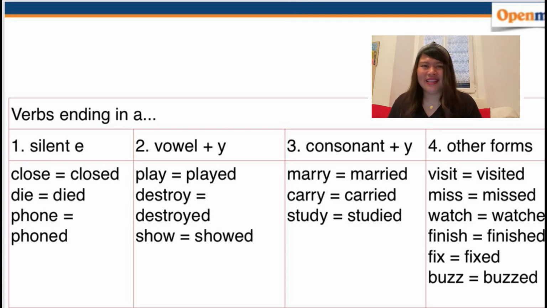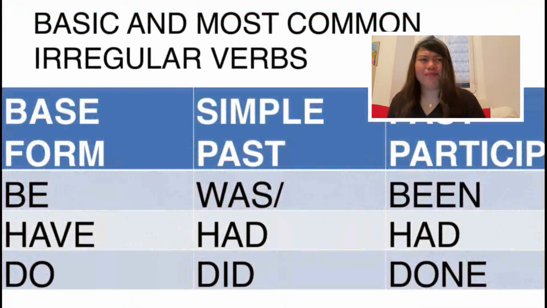Okay, now let's go to irregular verbs. We have three basic and most common irregular verbs. What are they? To be, to have, to do. The past simple of to be is was for singular, were for plural. The past participle is been.